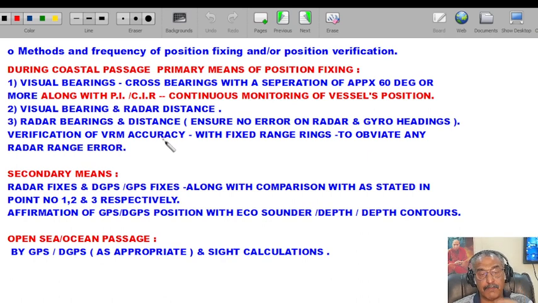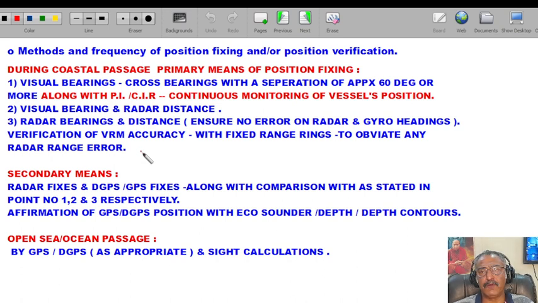This is the point I'm trying to tell you. Verification of the VRM accuracy with fixed range rings to obviate any radar range error. We have this basic function on radar, but not many mariners know what to do. And that's what I'm saying.